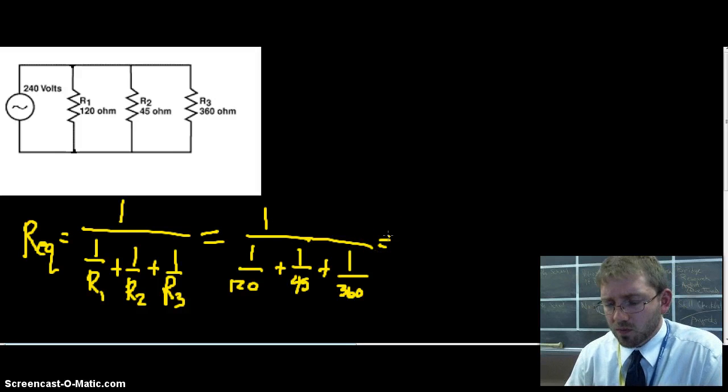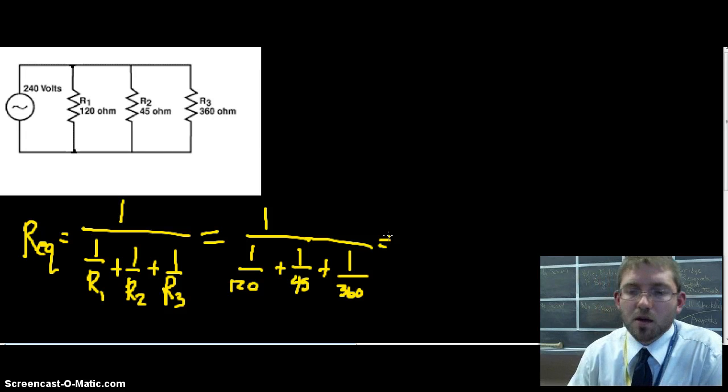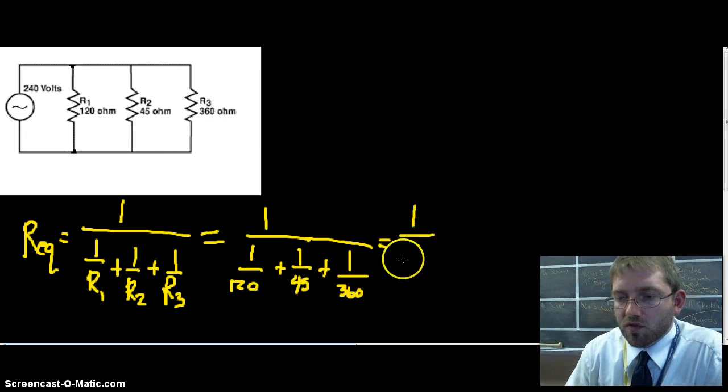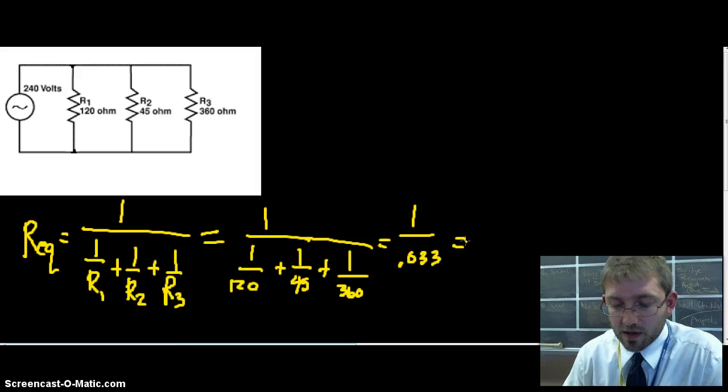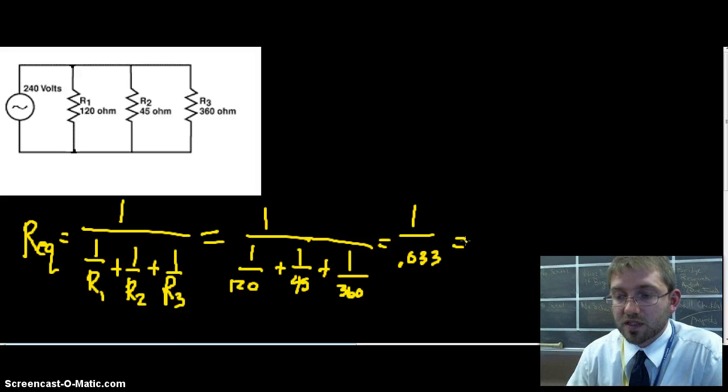Okay, so if I were to just strictly take 1 divided by 120 plus 1 divided by 45 plus 1 divided by 360, I end up with 1 over 0.033. That's not my answer. I need to take the inverse of that. So in further reducing this thing down, I end up with 30 ohms.